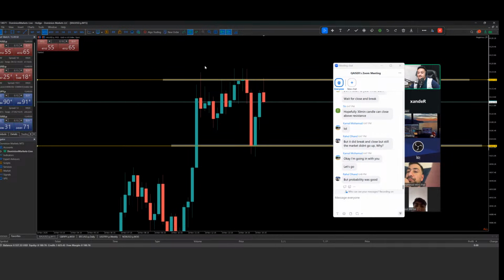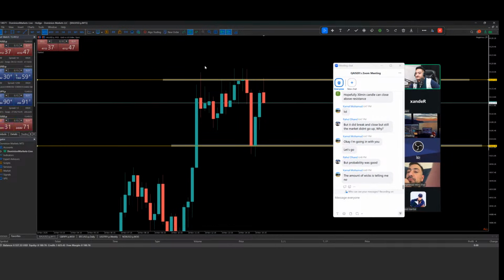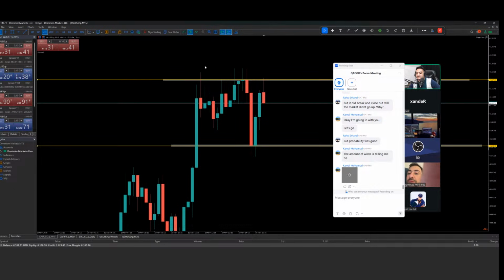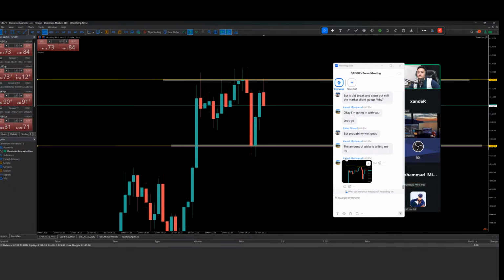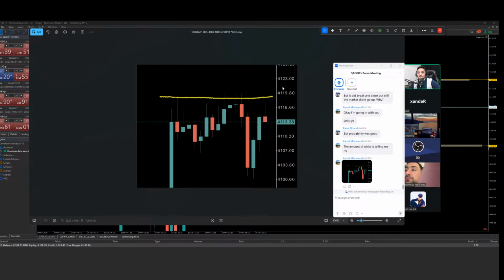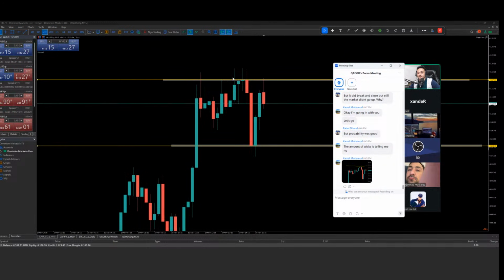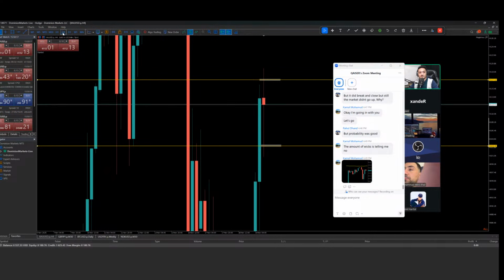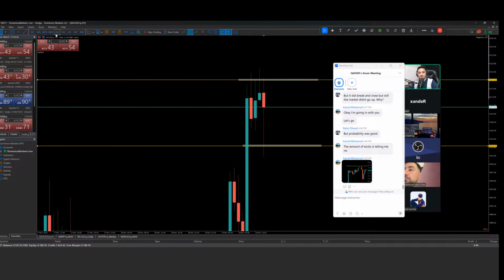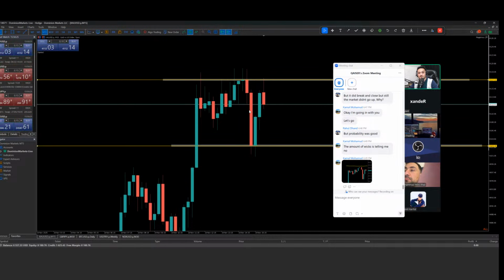Yeah. The amount of wicks is telling me no. Okay, but yes, we'll see. We'll see. Still waiting for the candle to close or break above these highs. Just 10 minutes left in the closure of H4. Wow, look at this one. It's again pushing to the downside. Now it's very important to see how this candle is about to close. It's very important.